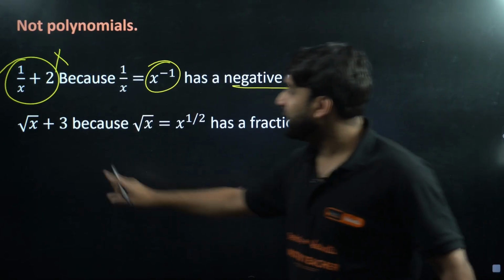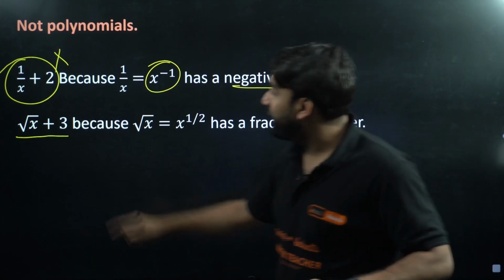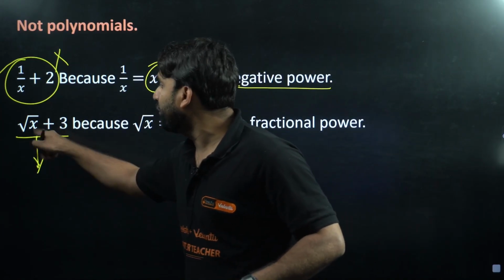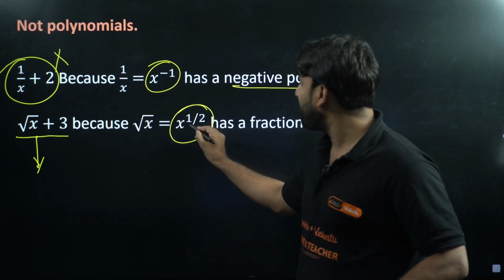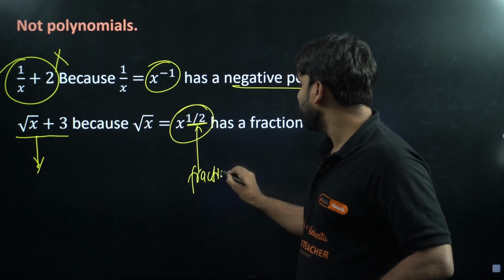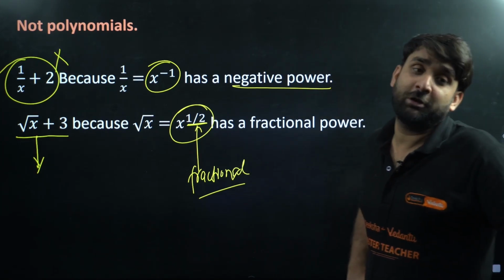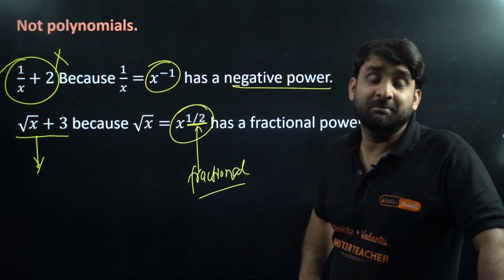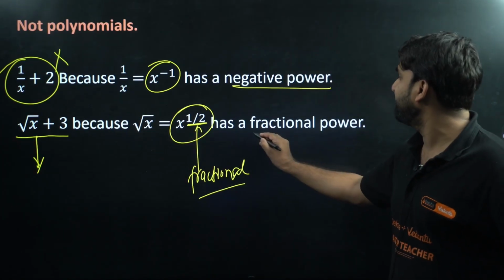Similarly, moving ahead, root x plus 3, will it be a polynomial or not? When we remove the root, root x can be written as x to the power half. And x to the power half means the power has become a fraction. It is also violating the rule of a polynomial. The power cannot be fractional; the power must be a whole number. So this is also not a polynomial because it has a fractional power.